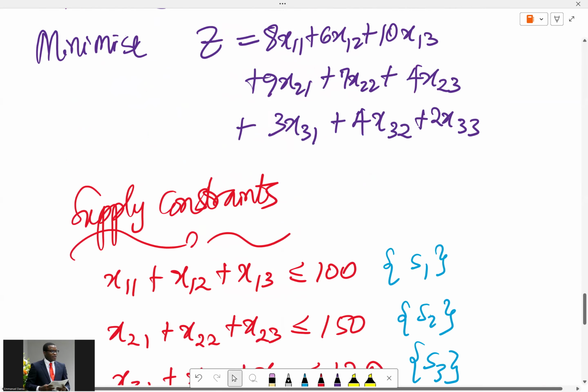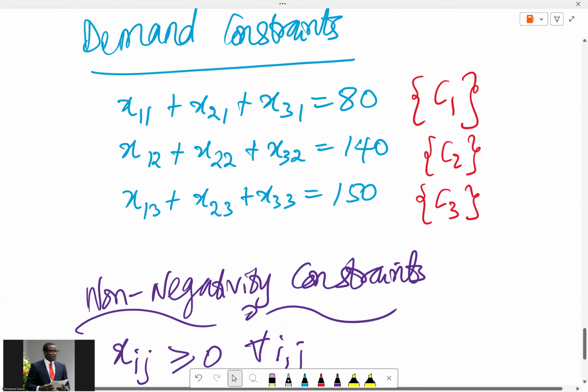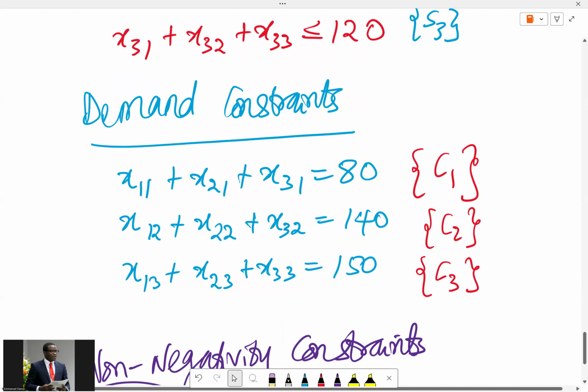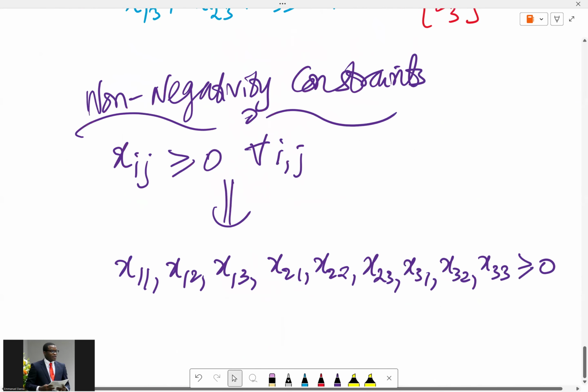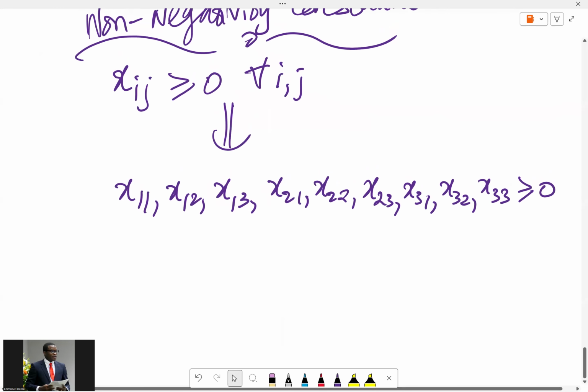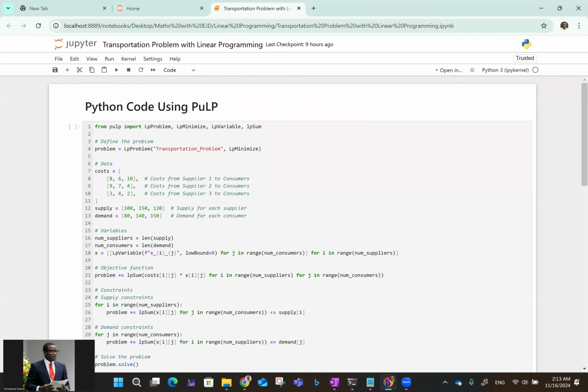But as you can imagine already, it's going to be a tedious process. So I'm just going to go straight and use Python to solve this. And in subsequent videos, I'll use all these other methods that are well known to be used for transportation problems. So let's go and check out the Python solution to this. Then I'll come back and talk about those solutions.